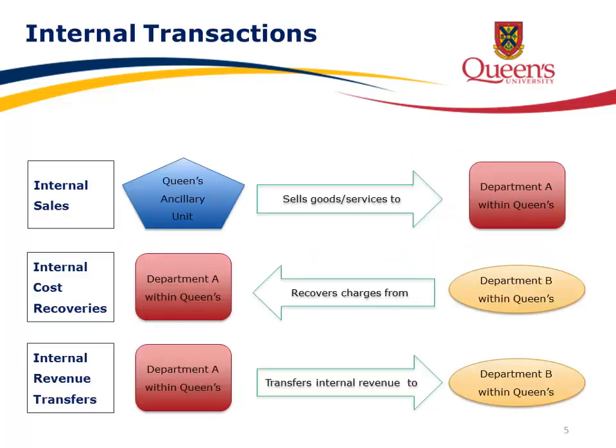Internal transactions include internal sales, when a Queen's ancillary operation sells goods or services to another department or unit within Queen's. Internal cost recoveries, when one Queen's department or unit recovers charges from another Queen's department. An internal revenue transfer, when one Queen's department or unit transfers internal revenue to another Queen's department.